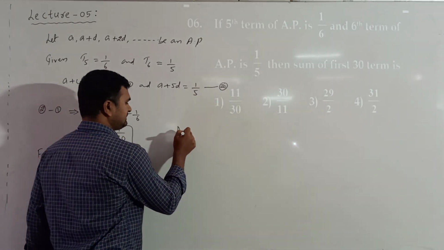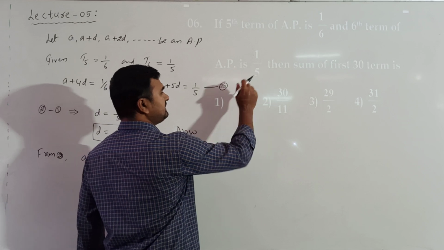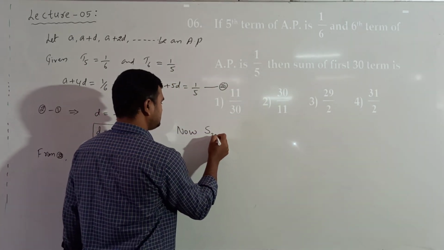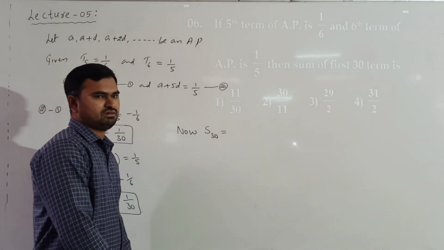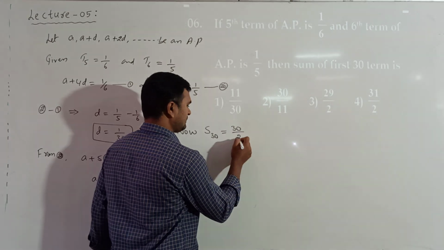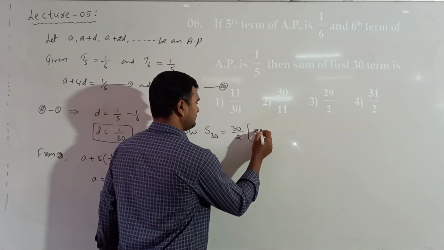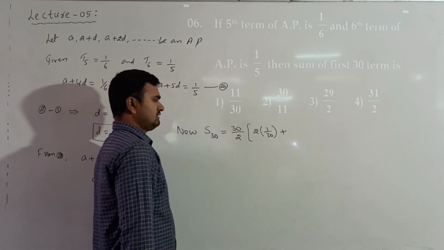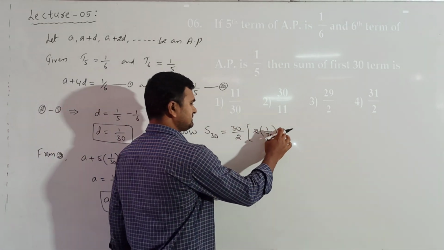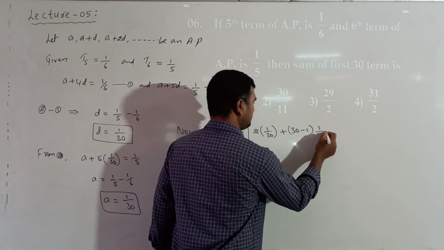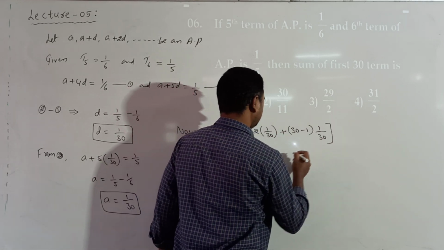Now what do you have to find? We need the sum of the first 30 terms, that is S30. So we can write the formula for S30: 30 by 2 into 2a, where a is 1 by 30, plus n minus 1, 30 minus 1, into d. d is again 1 by 30.